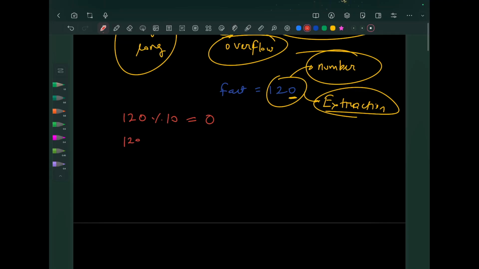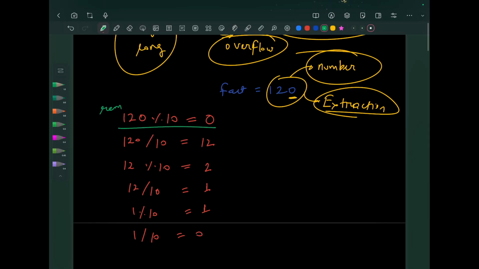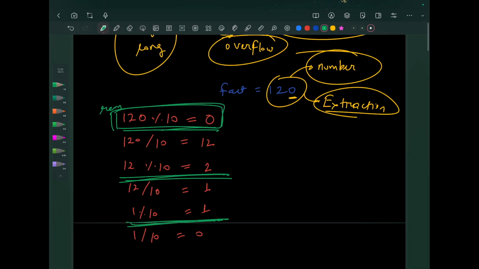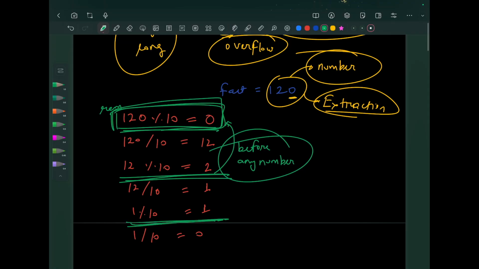If I do 120 divided by 10, it will be 12. 12 modulo 10 will be 2. 12 divided by 10 will be 1. Then 1 modulo 10 will be 1. 1 divided by 10 will be 0. Right? Here we are getting our remainders in these steps. So if we are getting zeros in the remainders before any other number, we can say it is a trailing zero, right? So if we are getting a remainder equal to 0, can we do a count plus plus for the trailing zero, right?